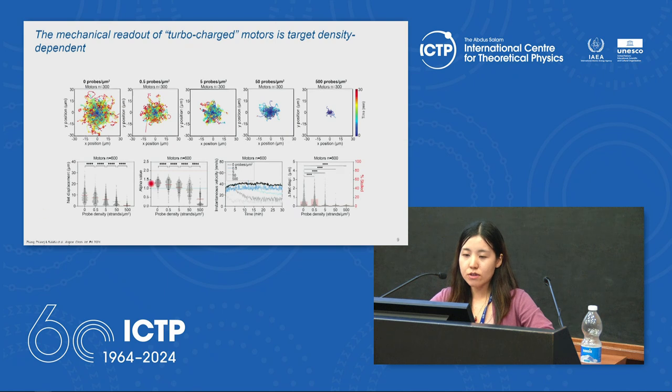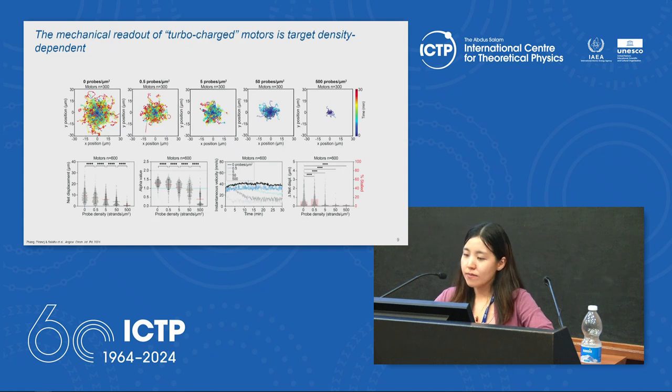The alpha values of the ensembles also decrease as we increase the probe density. And this is most likely because of the physical constraints that are applied to motion. And again, the models are progressively decelerated over time. And this, again, corroborates the idea of the models being stalled by binding the target molecules.